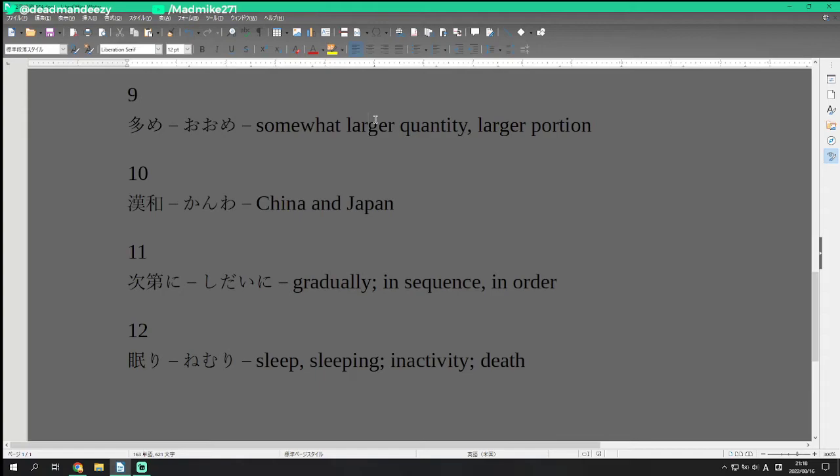Ome is the larger quantity or larger amount. Ome. Ome desu. Ome.